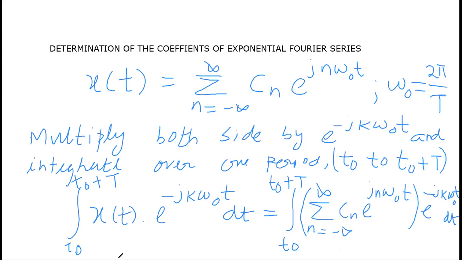Now, since on the right hand side there are two exponential functions, they are multiplied. So we can say these two exponential functions are orthogonal to each other when the values of n and k are not equal. If n and k are not equal, they are called orthogonal functions. So by doing that, we can rewrite this right hand side.